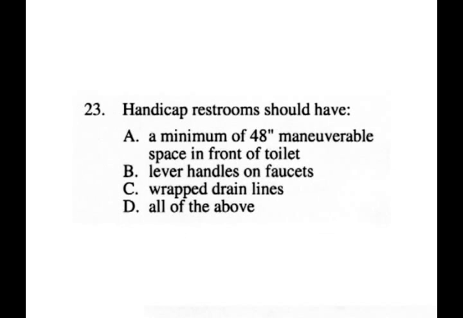Number 23, handicap restrooms should have A, a minimum of 48 inches of maneuverable space in front of the toilet, B, lever handles on faucets, C, wrapped drain lines, D, all of the above. The correct answer is, of course, D, all of the above. Make sure that you read all of the answers on each question, because it may be a similar problem like this, where the most correct answer is D.